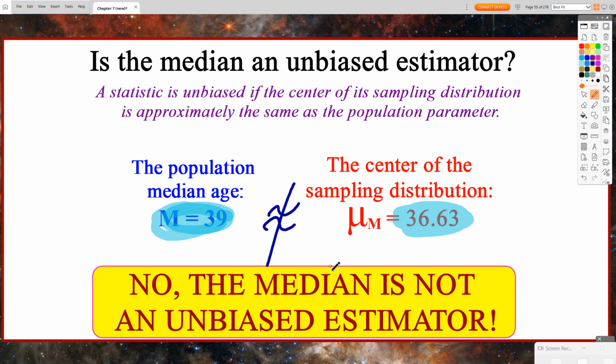Now, there are some exceptions to this, and I did some research. If the population follows a normal distribution, or something very close to a normal distribution, then the sample median can be an unbiased estimator of the population median. But if you remember previously what the population shape was for ages that we explored earlier, it was not approximately normal. It was slightly skewed. So because our population shape was not normal, that made our sample median not a good estimator for the population median.